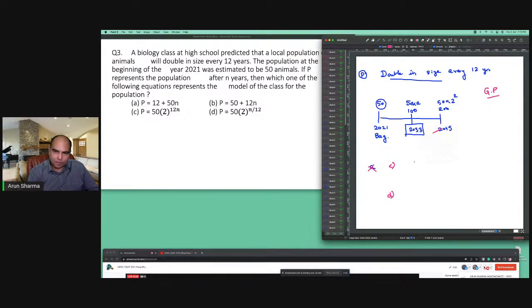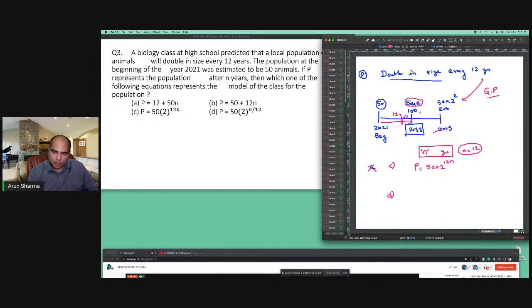So I check for C, and the question is asking for the population after n years. If I check option C, the population given to me is P equals 50 into 2 raised to 12n. Now, if I put n equals 12, I know from my understanding of what they told me at the start of the problem that after a period of 12 years, my population should be 50 into 2.